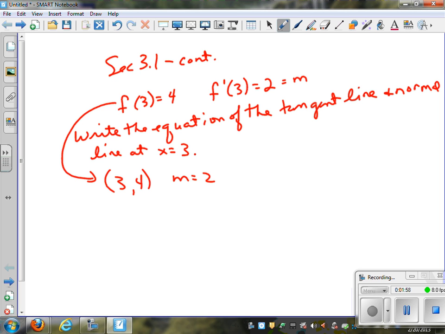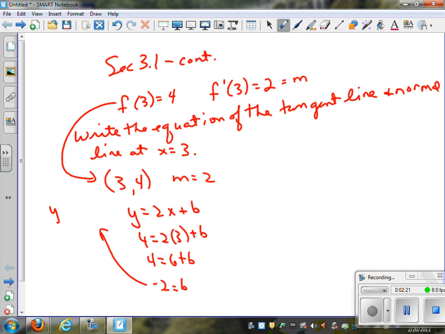I wrote 4 and 5. So you have to do y equals, 4 equals 2 times 3 plus b. So b would be 2. So what was my equation? And this would be my tangent. Everybody agree? That's my tangent.